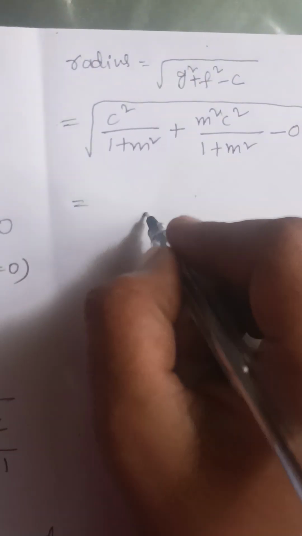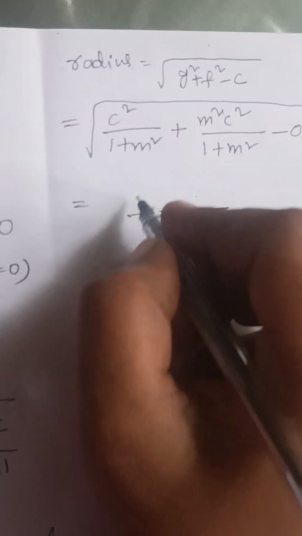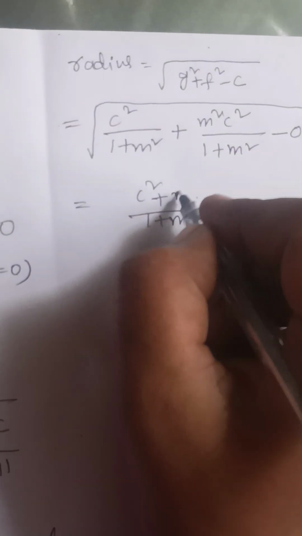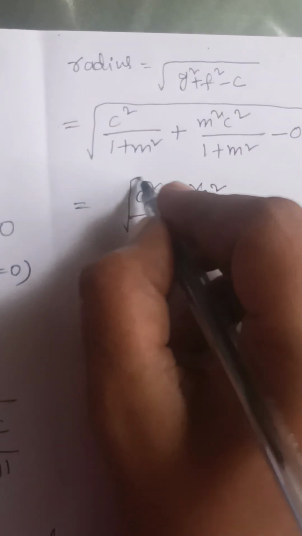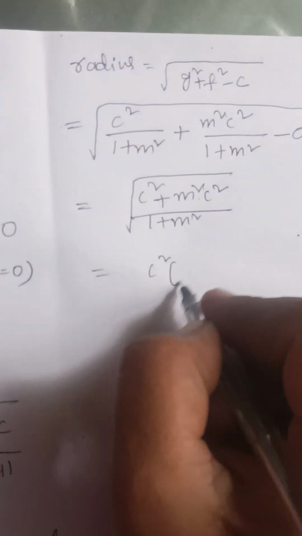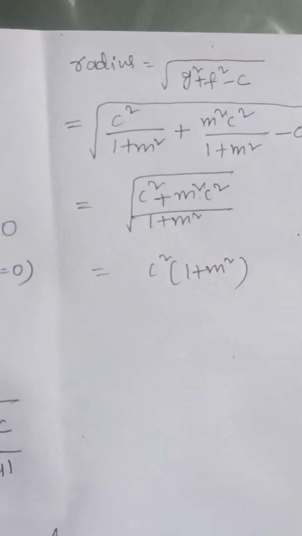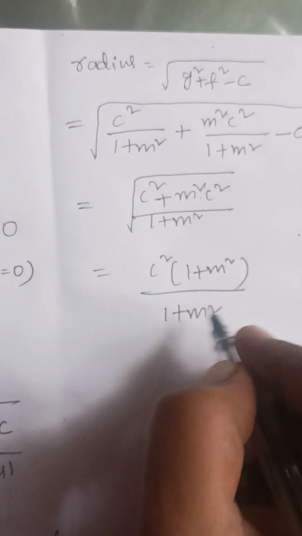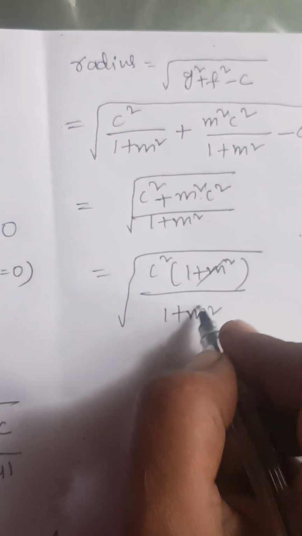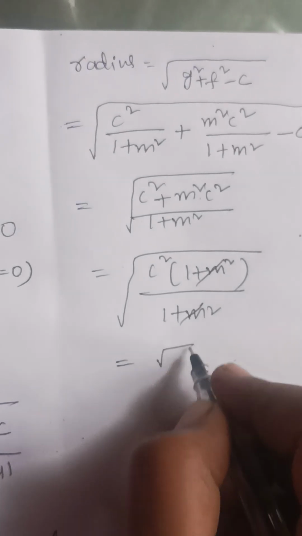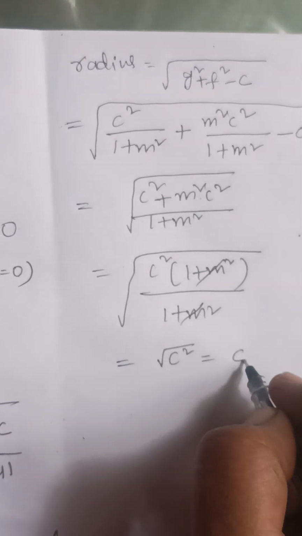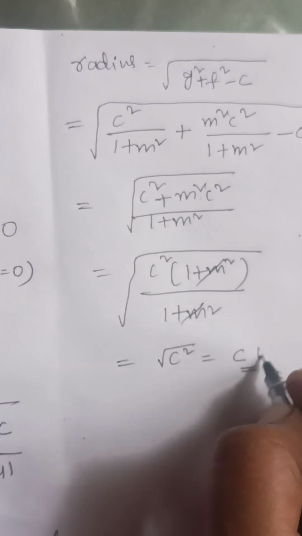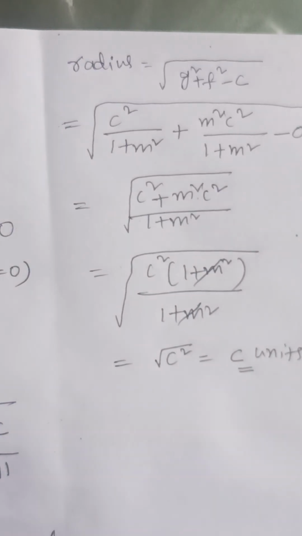This is completely under root. So take 1 plus m square LCM, then c square plus m square c square. Take c square common, so 1 plus m square by under root 1 plus m square. So 1 plus m square is also cancelled. So under root c square is equal to c. So radius equal to c units.